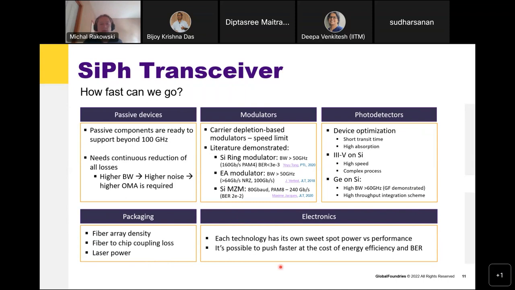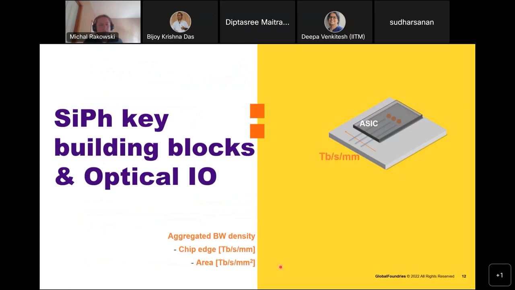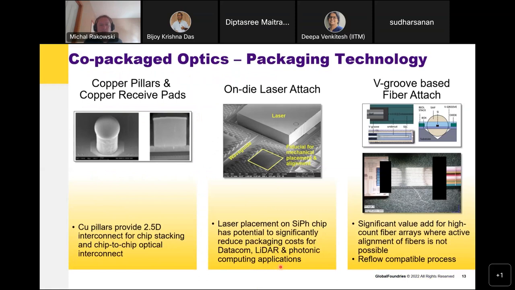Next section, a little bit about the photonics blocks and then optical I/O, how we can enable high speed transceivers. As I mentioned, in our technology, we enable copper pillars and the receiver pads. So this actually allows you to stack and do the electrical interconnect between the two chips. So this provides currently 2.5D integration.